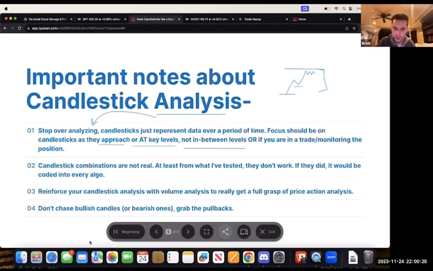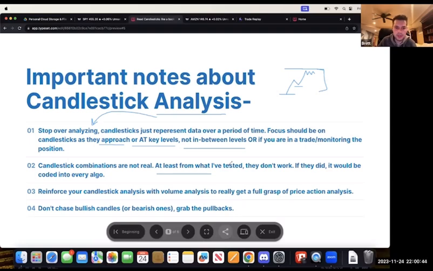Candlestick combinations are not real, at least from what I've tested. You guys have probably seen it before, where you see like the white knights, those weird terminologies for candlesticks. In my opinion, they don't really work well. It's not something that has paired well for my trading strategy.